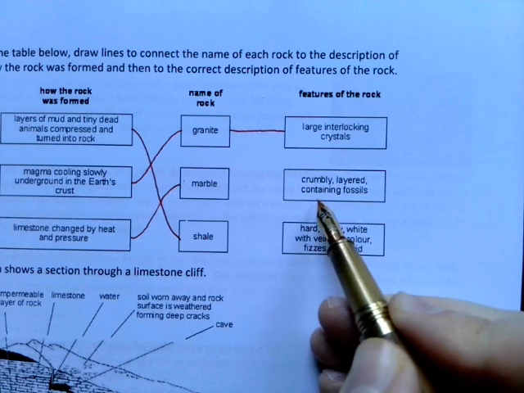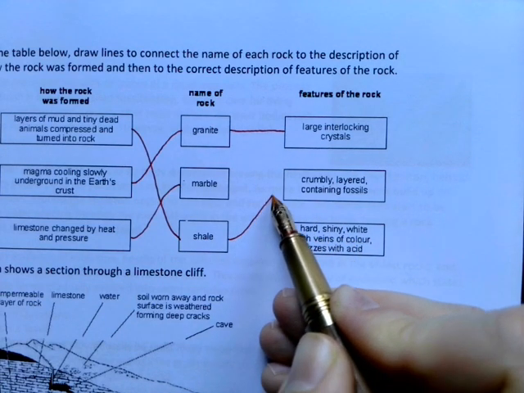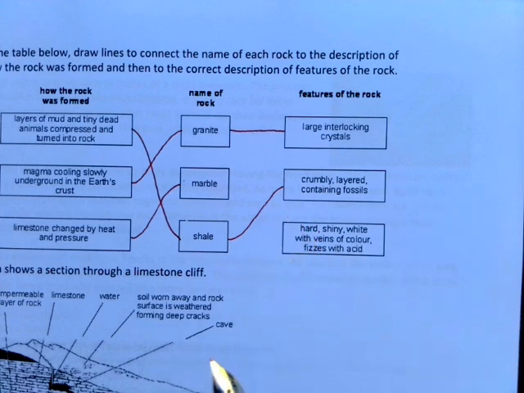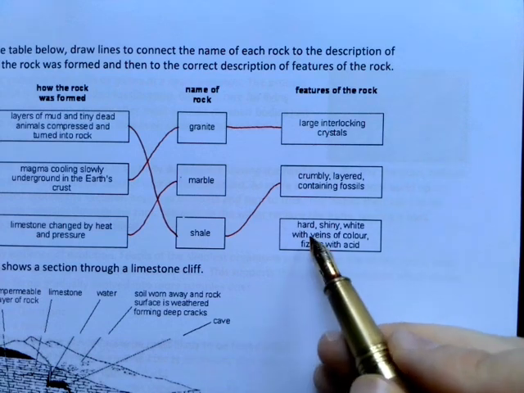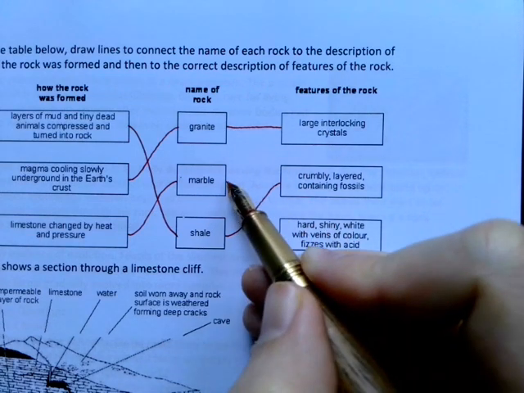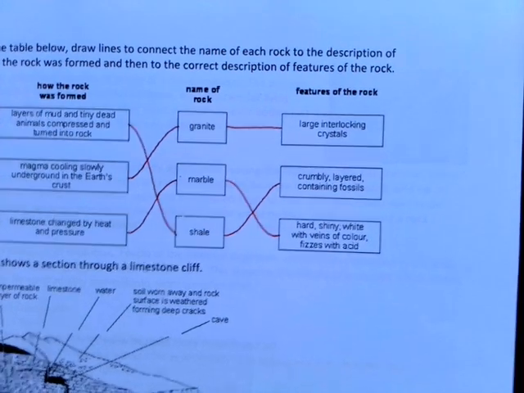Crumbly, layered, and containing fossils: sedimentary. Remember, sedimentary has fossils, metamorphic does not, because they've been subject to the high heat and pressure. Hard, shiny, white with veins of colour, and it fizzes with acid. Sounds like marble to me.